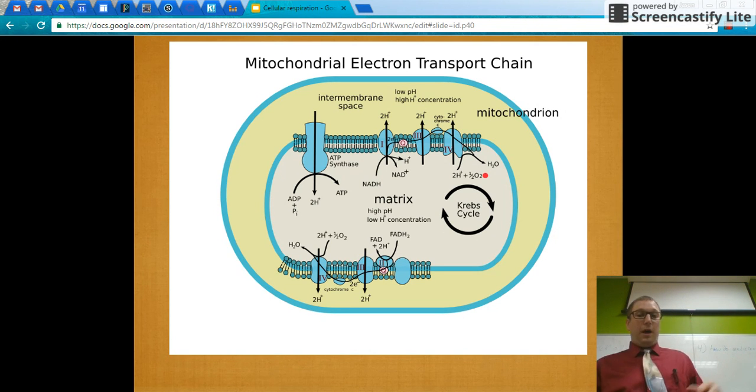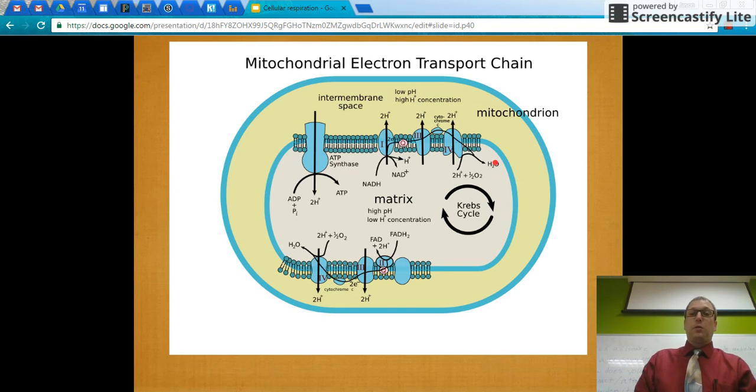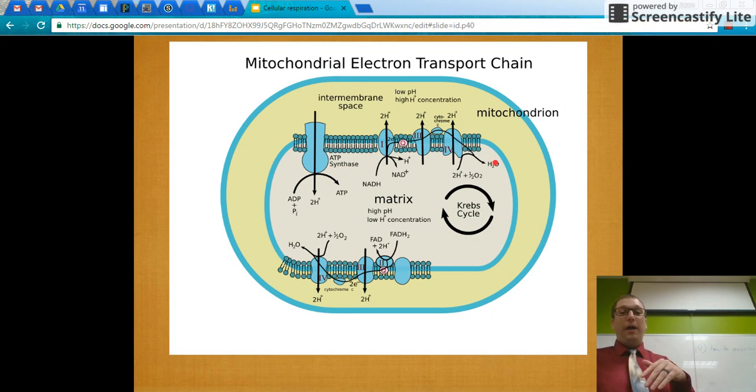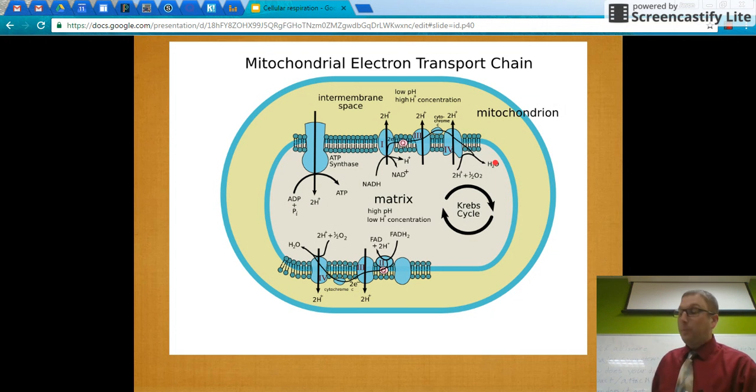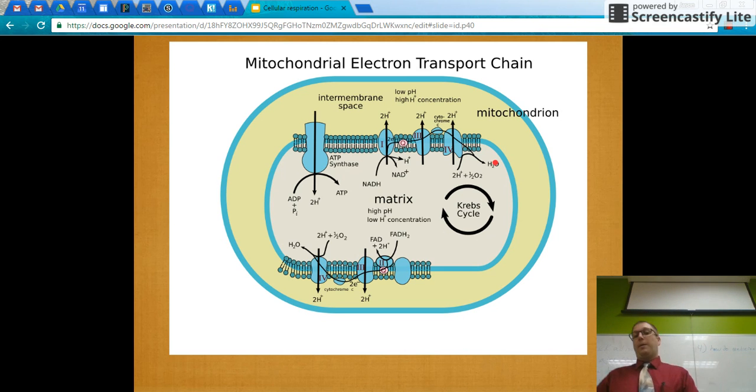So that's why without oxygen, you stop producing as much energy, because the electron transport chain can't work. And if the electron transport chain can't work, then you don't get any more NAD plus, so you don't recycle your NADH into NAD plus. And if you don't recycle your NADH into NAD plus, the Krebs cycle can't happen, glycolysis can't happen, and you run out of energy. Okay?